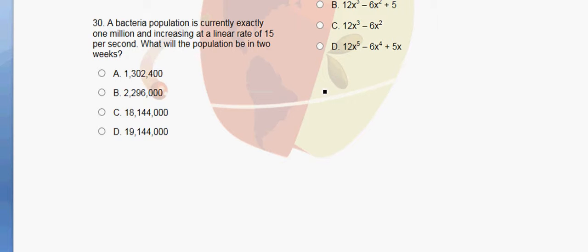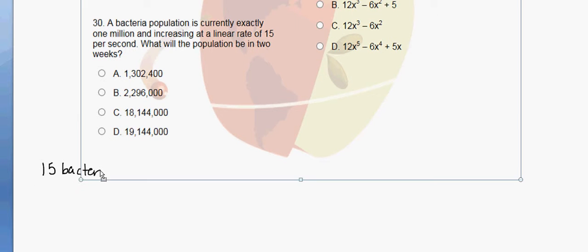Number 30 says a bacteria population is currently exactly 1 million and increasing at a linear rate of 15 per second. What will the population be in 2 weeks? All right, so we have a rate which is 15 bacteria per every second, 1 second. And we want to know what about in 2 weeks.